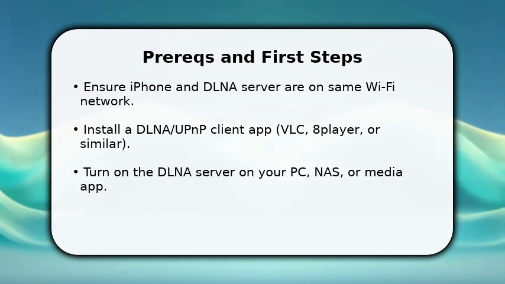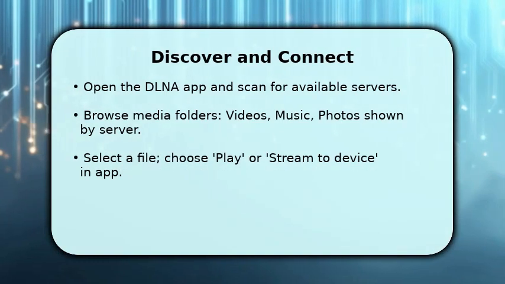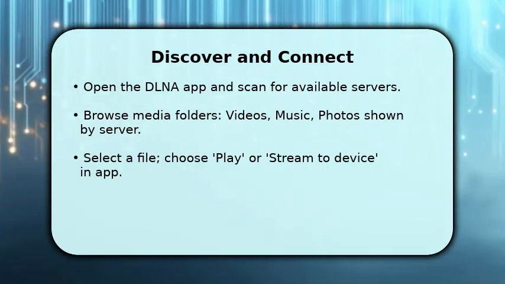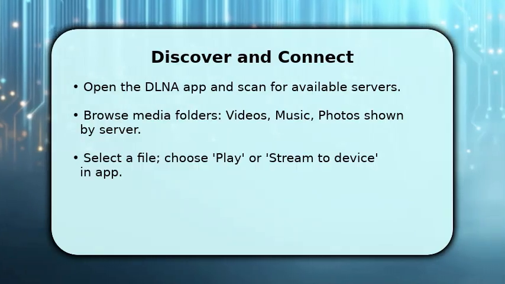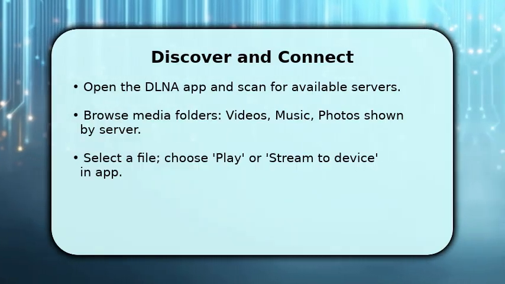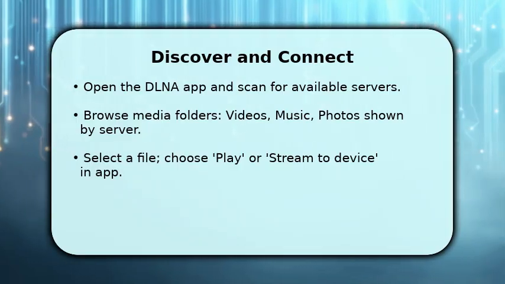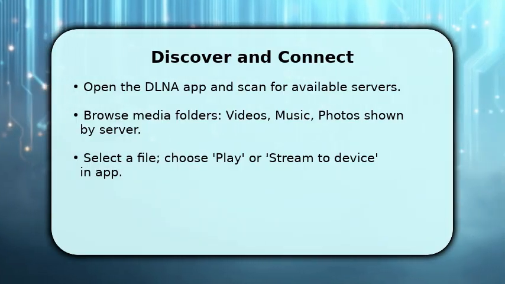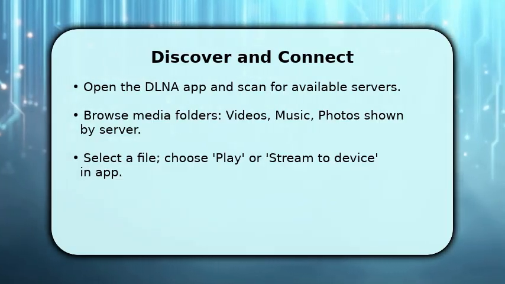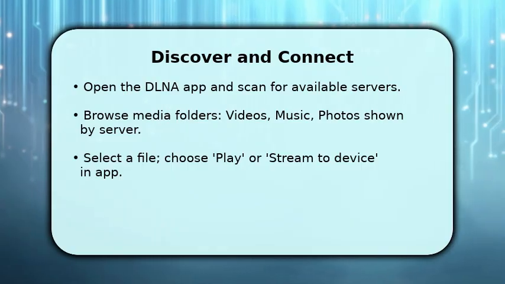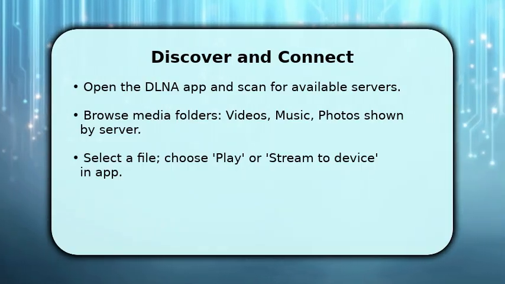Use a client app on iPhone. Next, open the DLNA client and let it scan. It will list any active servers on your subnet. Once the server appears, browse its shared folders, videos, music, photos, because the client displays the server's library structure. Tap a file to play. The app streams directly from the server to your iPhone. Make sure to allow local network access if prompted.